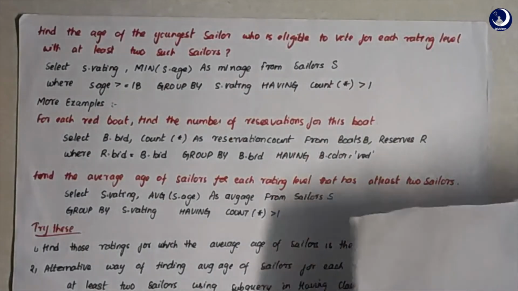Our first question is set: find the age of the youngest sailor who is eligible to vote for each rating level with at least 2 such sailors. Let's break this question down. First, we want the age of the youngest sailor. That means we are going to perform the min of age. Who is eligible to vote? He should be able to vote, which means his age should be greater than or equal to 18. And we want it for each rating level.